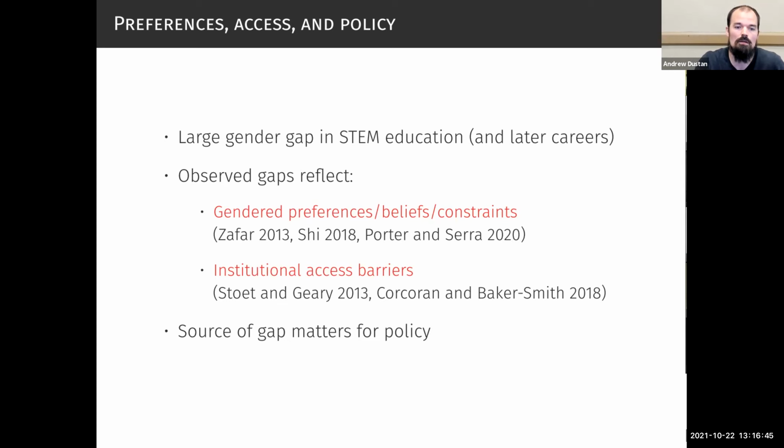Okay, and so why do we care which one of these broad groups of determinants is active or dominant? Well, that matters a lot for design of policy if the policymaker, the social planner's position is that we need to shrink this gap, whether because it's a good in itself to shrink the gap or because it's viewed that increasing women's participation in STEM could have, for example, efficiency gains for the economy at large.